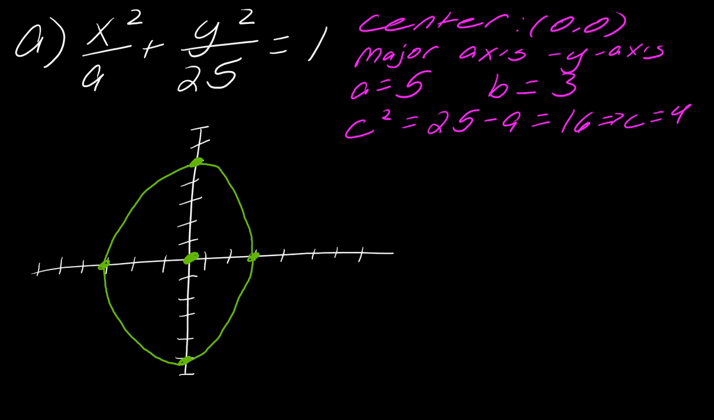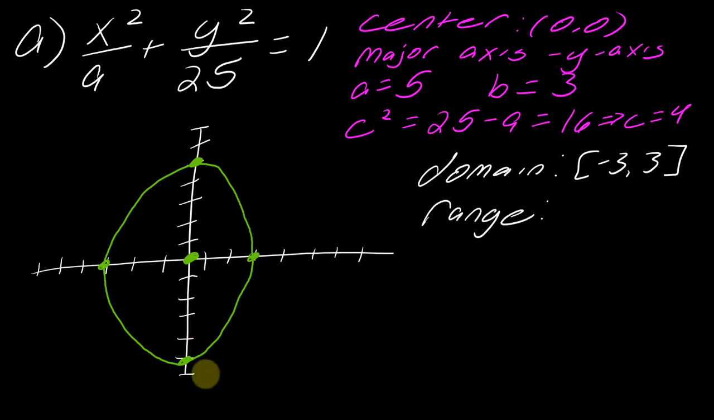Now, from this, I can get a lot of information. We've got the center. We can tell now the domain and range. So my domain, my x values, just go from here to here. So that's going to be from -3 to 3. And for my range, that's going to go from here to here, lowest to highest, so that's -5 to 5. And it includes the points, so it gets a square bracket.